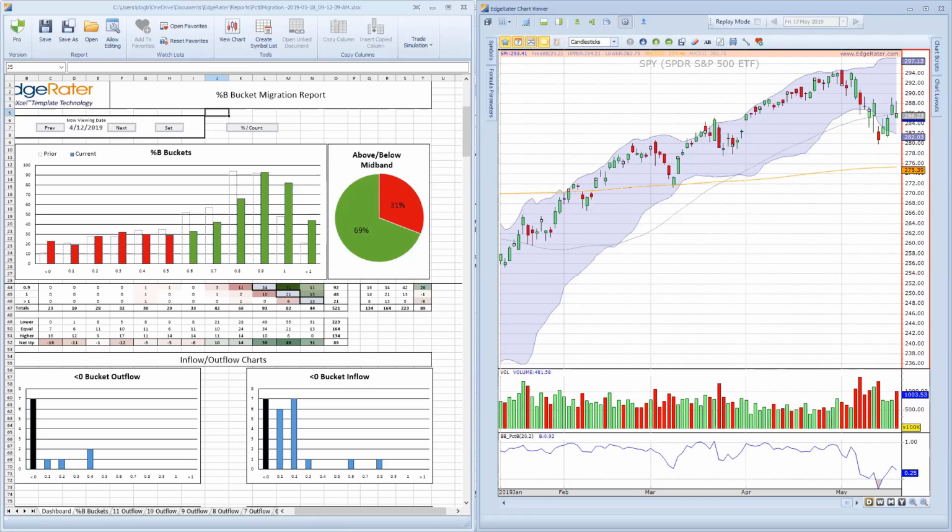Jana, does this require HDSI data to work? No, it does not. As I said, you missed this part, but I did say I'm running this on the CBOE weeklies list, which is available and updated in the program whenever there's a new update. So if you're using EdgeRater data, this will all work fine.